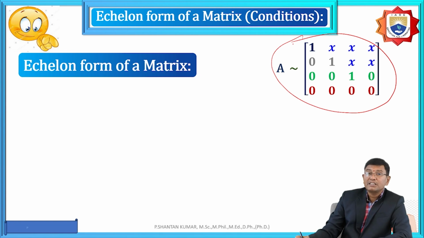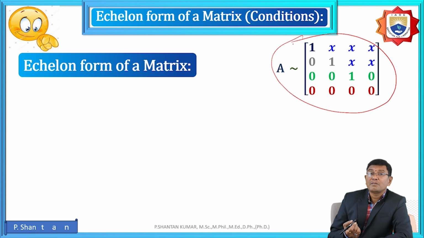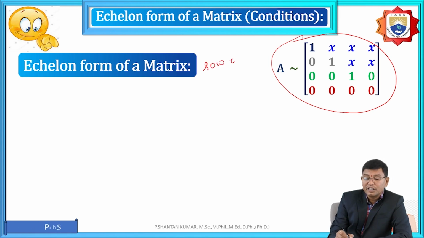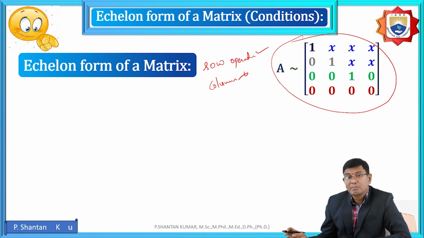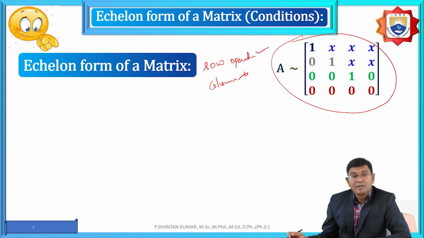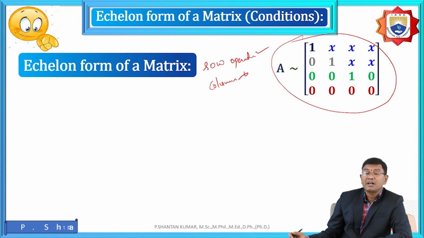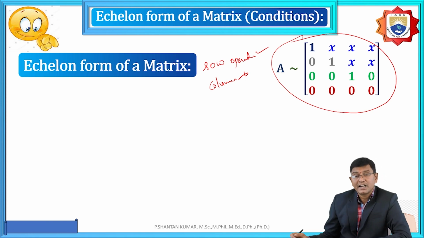One more thing we need to remember: under the echelon form of a matrix, we need to apply only row operations. We should not apply column operations. That means under the echelon form of a matrix, we apply only row operations. By applying elementary row operations, we need to reduce it to the echelon form, which is indirectly an upper triangular matrix.